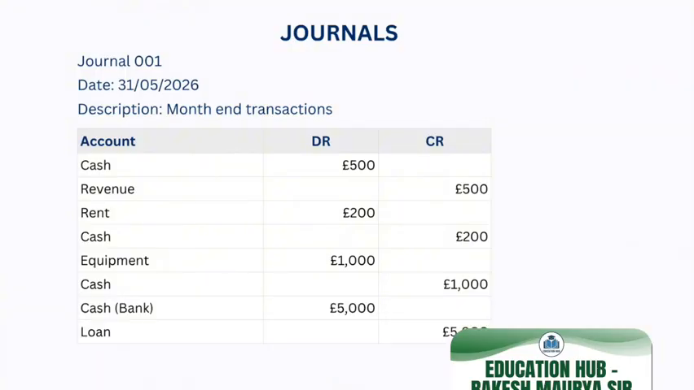Next example is taking a loan. Suppose the business receives a £5,000 bank loan. Cash increases, so we debit cash. The loan is a liability, and liabilities increase with credits. The journal entry is debit cash 5,000 and credit loan payable. The business now has more cash, but also owes money.